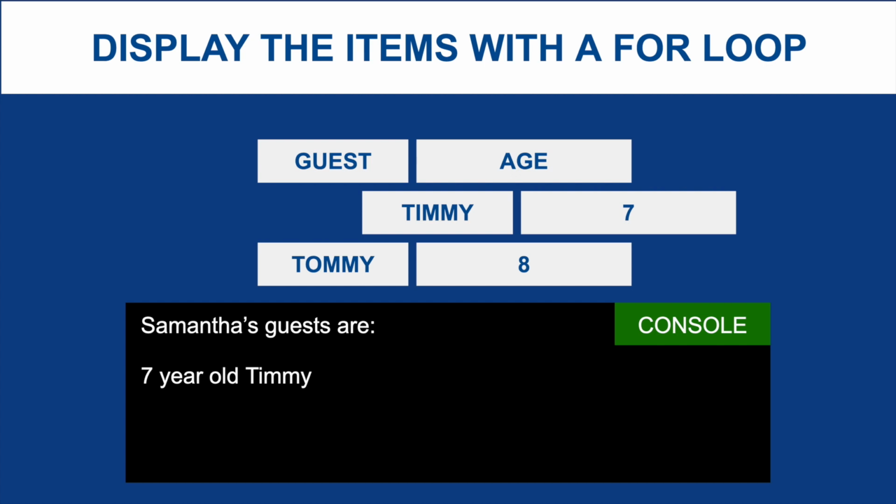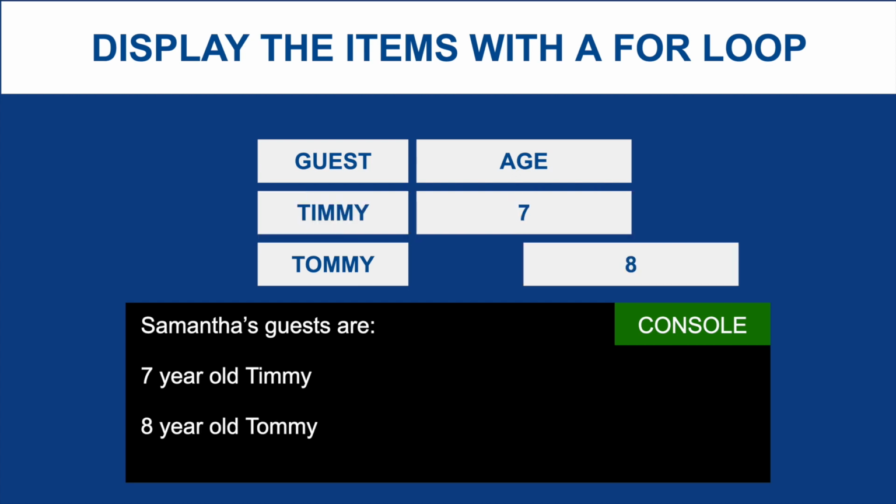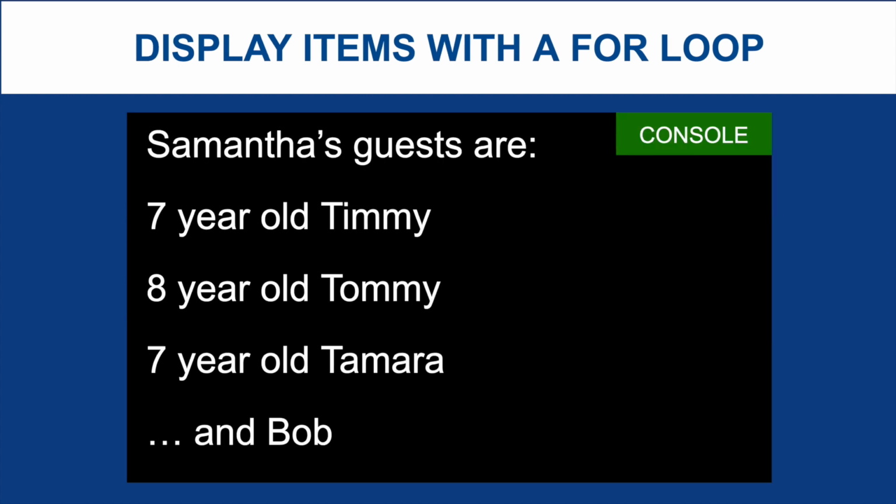Obviously, you can print it out in any format that you want, but I chose to do it this way, where you have the age and the name, then you display it as 7-year-old Timmy. And then if you keep going, you would also have 8-year-old Tommy, and so on and so forth. And then, for example, in this for each, in this for loop, you could tell it, hey, if the name is Bob, print out and Bob, for example, just to be funny.